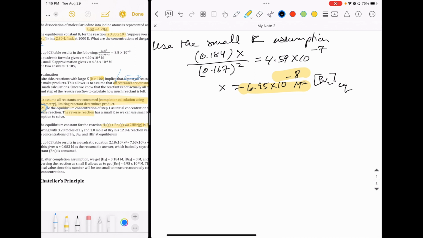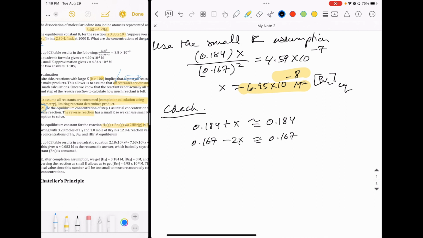Since we used the small k assumption method in the second part of the problem, we're going to have to check whether the assumption is reasonable or not. So the check is the following. Remember what we assumed was this, right? We assumed that 0.184 plus x is approximately equal to 0.184. And the other assumption we made is that 0.167 minus 2x is approximately equal to 0.167. So now that we know what our x is equal to, we can plug it in and see if the x is really that small. So there are two numbers to check here.